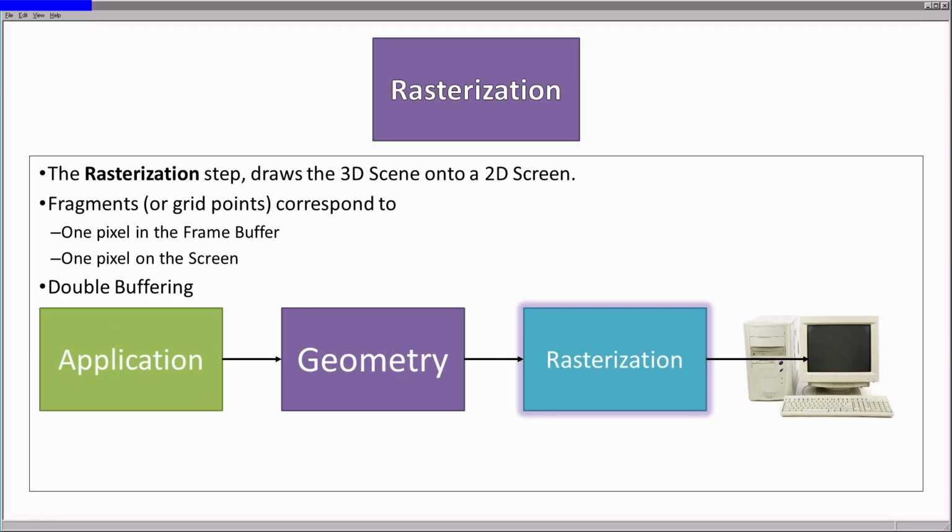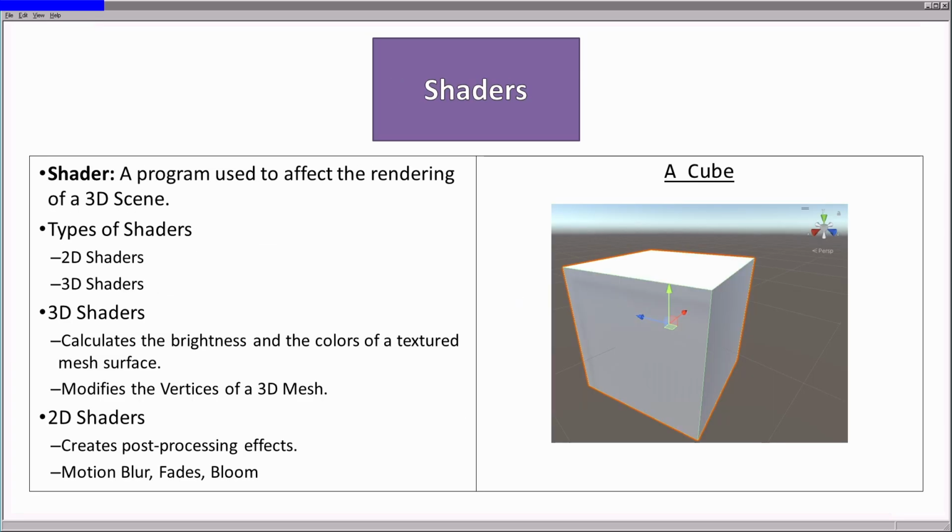The rasterization step draws the 3D scene onto the 2D screen. Fragments or grid points correspond to 1 pixel in the frame buffer, which is 1 pixel on the screen. This is also where double buffering occurs. In relation to this, a shader is a program used to affect the rendering of a 3D scene.